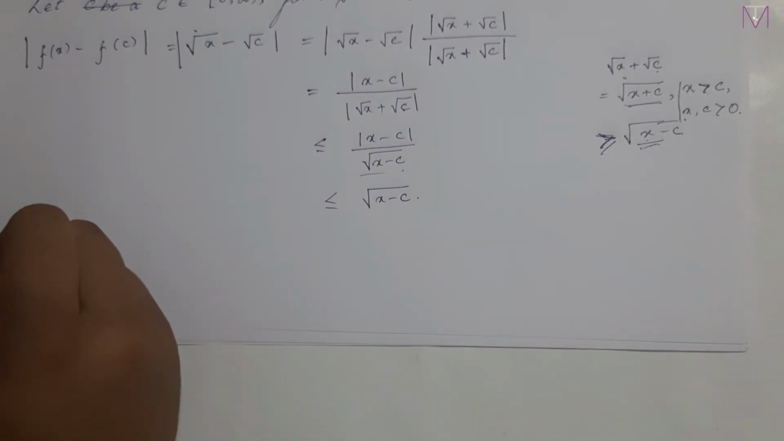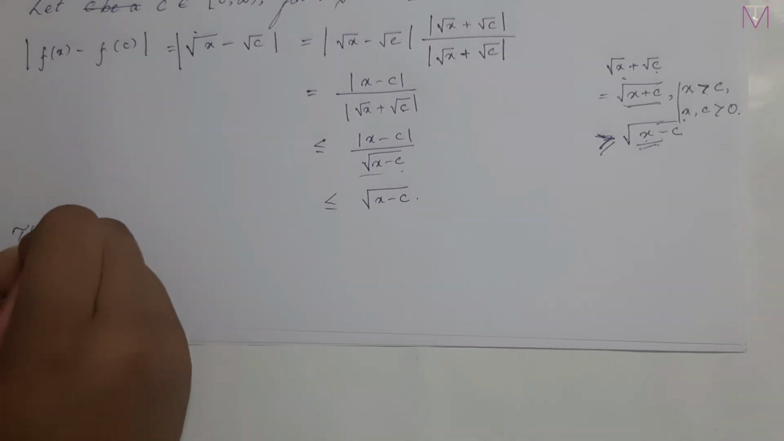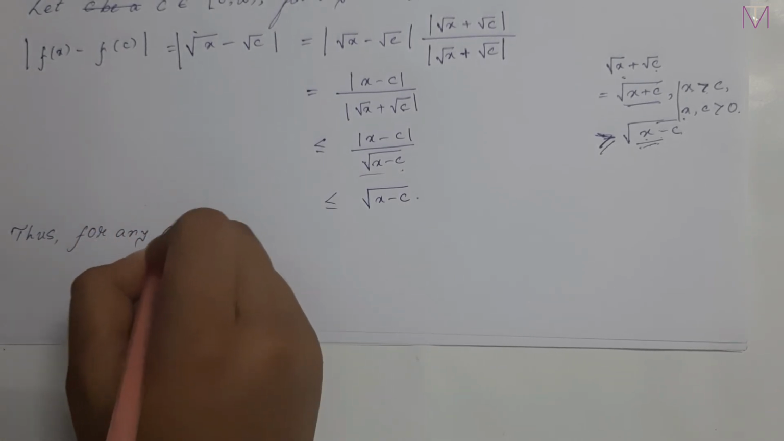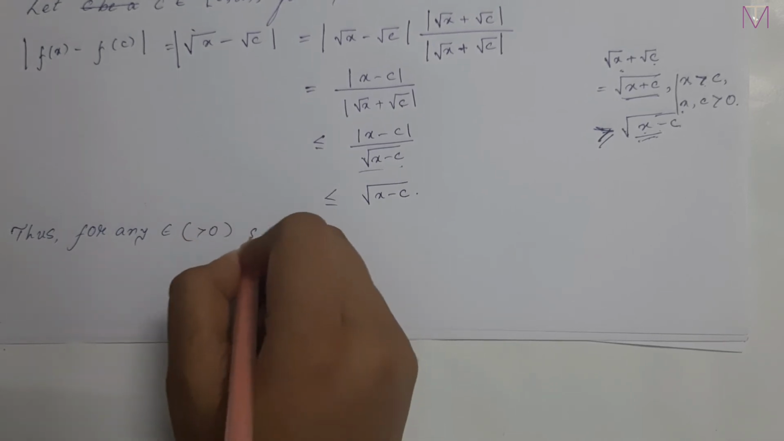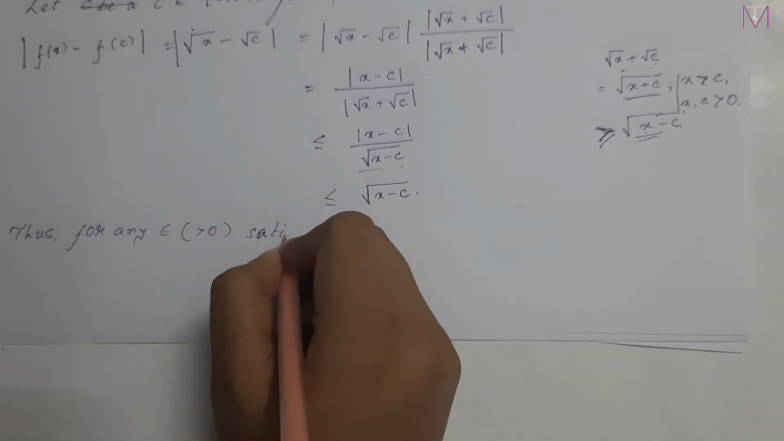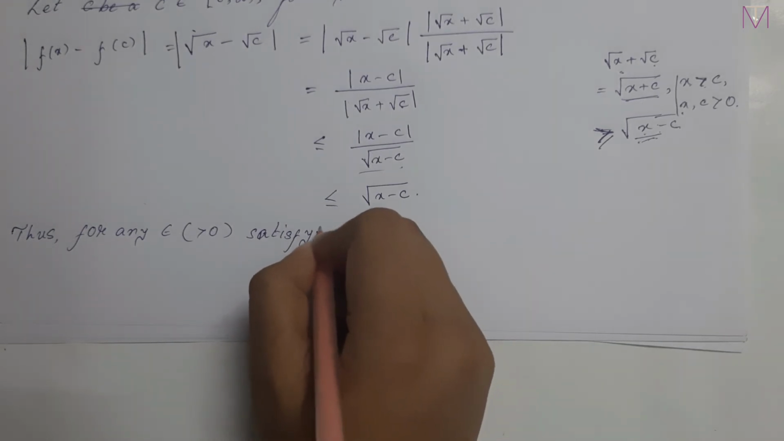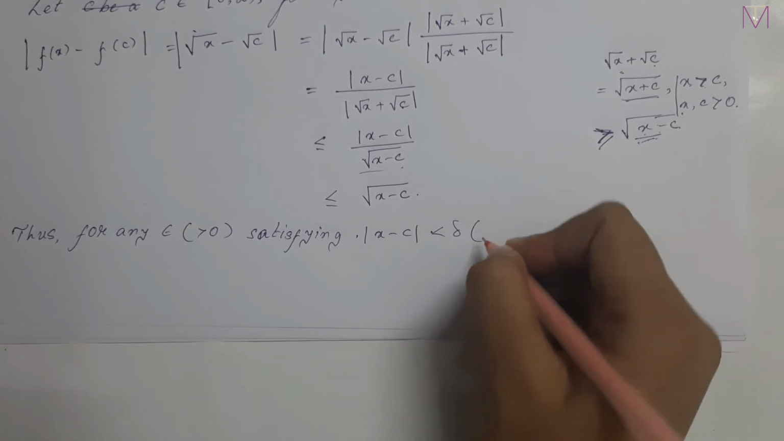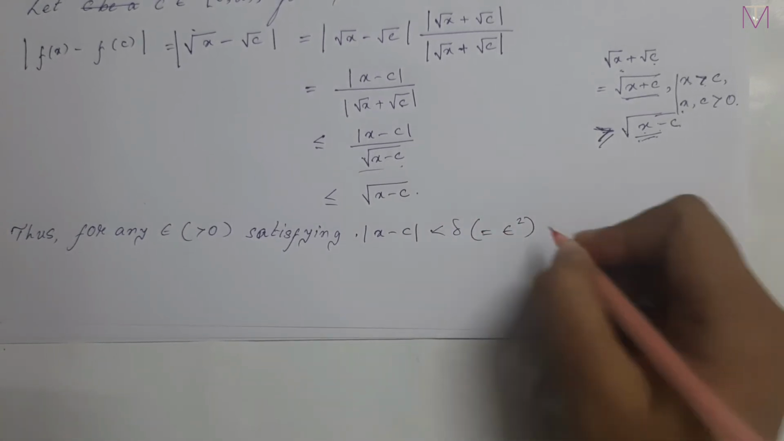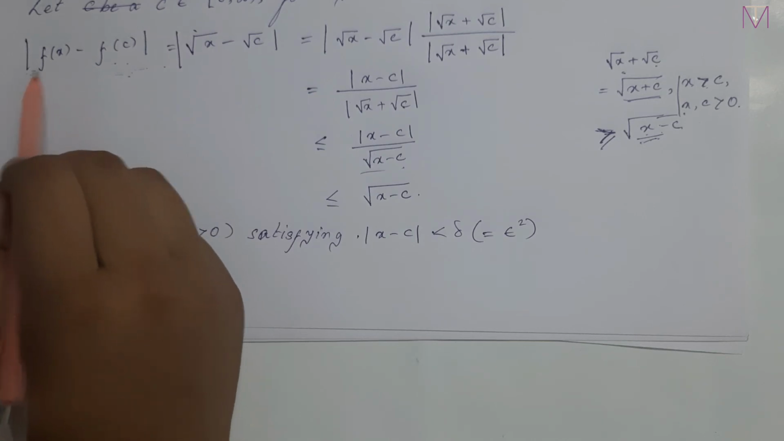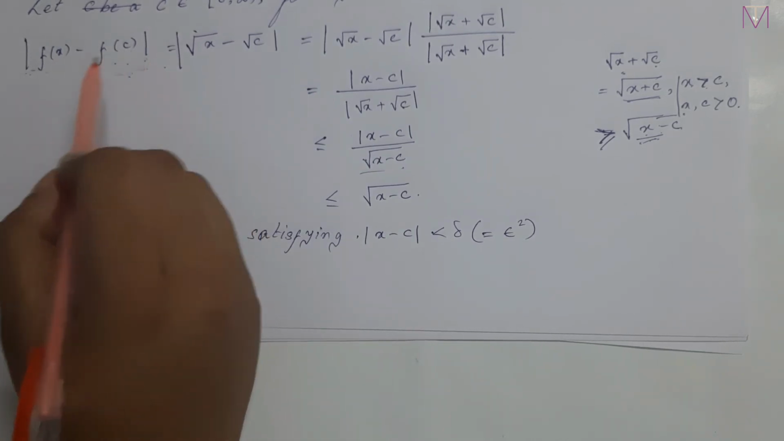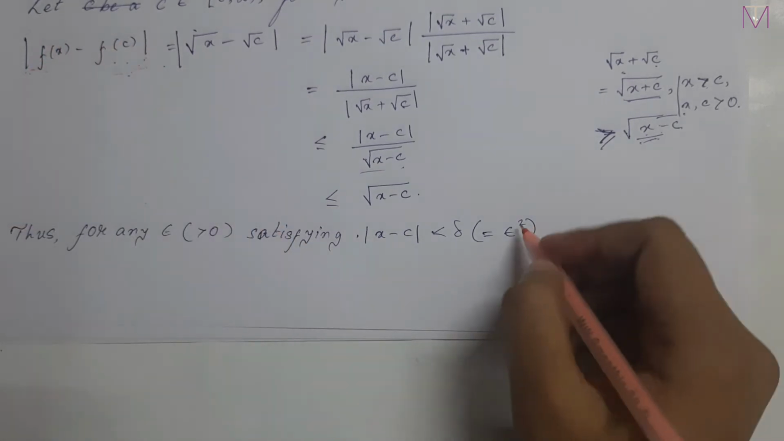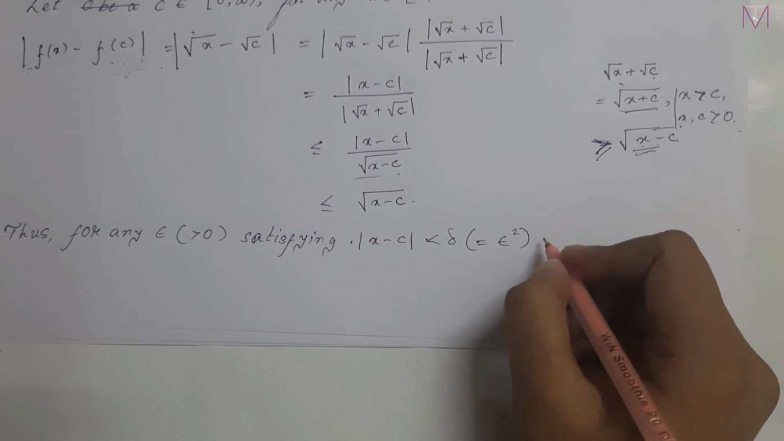So by the previous example we can say, for any epsilon greater than 0, satisfying |x - c| less than delta, here the value of delta is epsilon squared. Here |f(x) - f(c)| is less than epsilon, because by the definition we have to move to that point. So here delta equals epsilon squared.